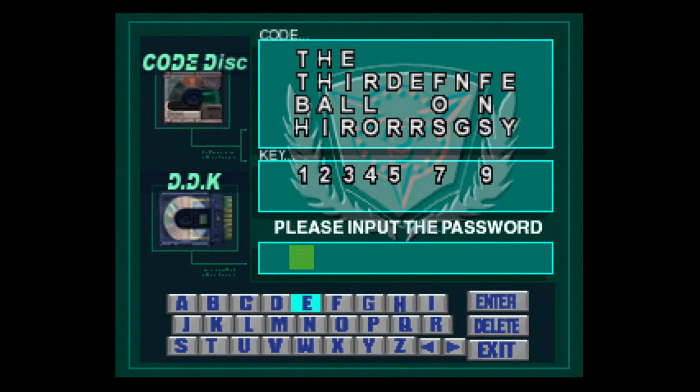And in the third row, there's nothing there. And in the fourth, R, G, and Y are safe. So E-N-E-R-G-Y spells energy. Energy. Okay, so we'll go with that.